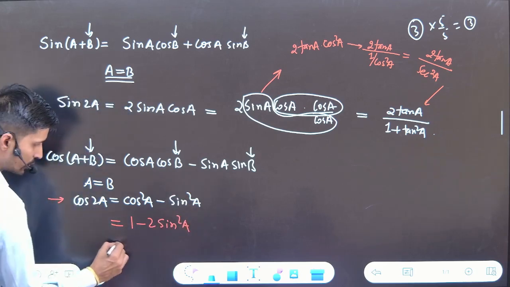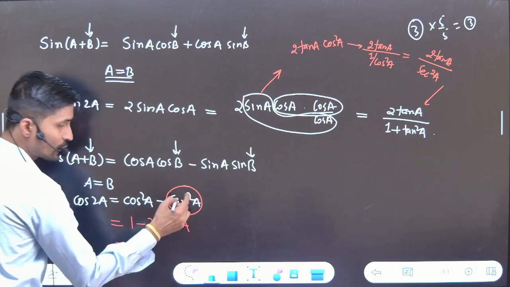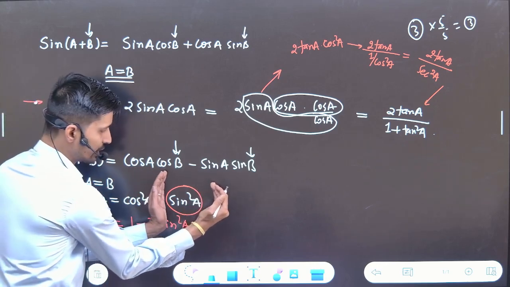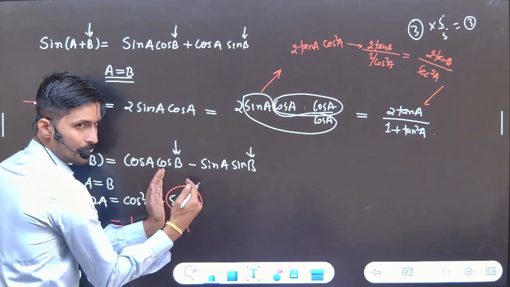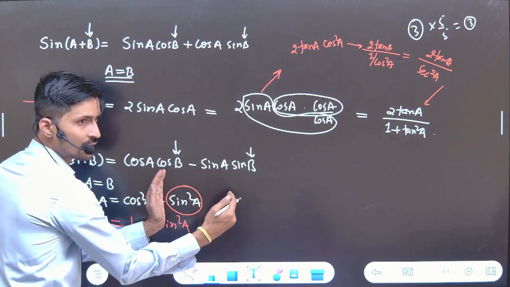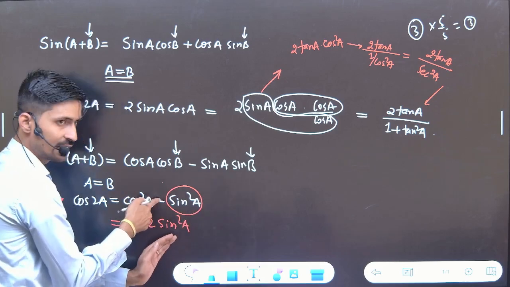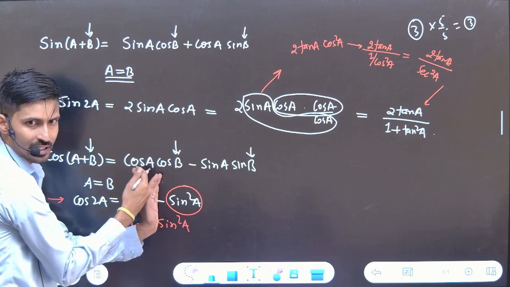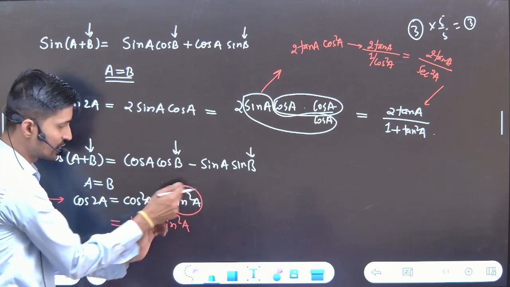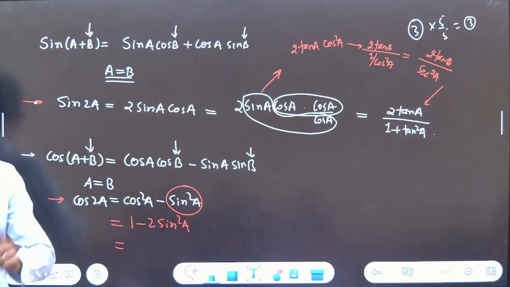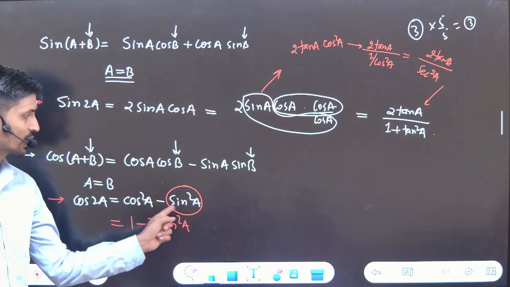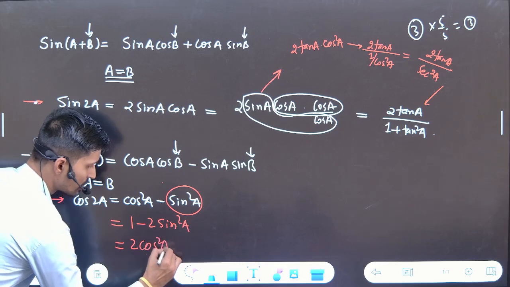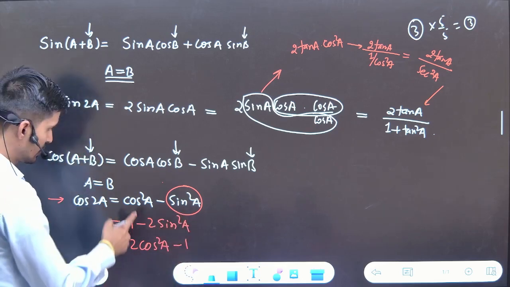Now this sin²A we can write as 1 minus cos²A. Just imagine, in bracket 1 minus cos²A, and the minus outside goes inside. So 1 multiplied with minus 1, and minus cos²A multiplied with minus is plus cos²A. So 1 cos²A is here, 1 cos²A is here. That will become 2 cos²A minus 1. This is the third formula.